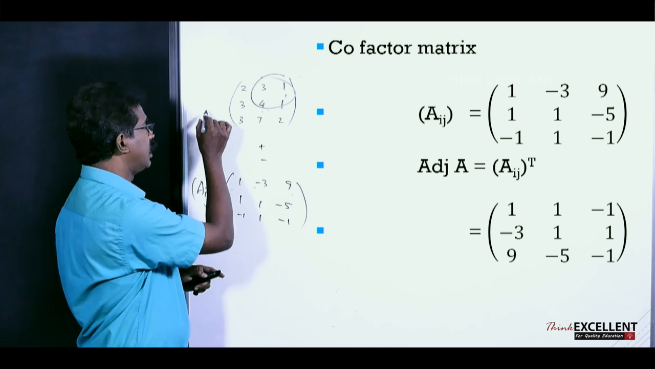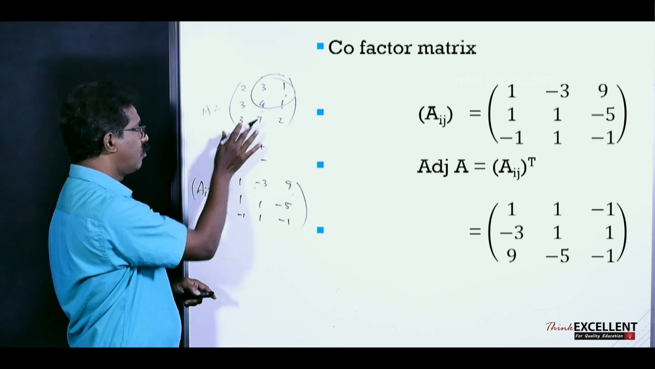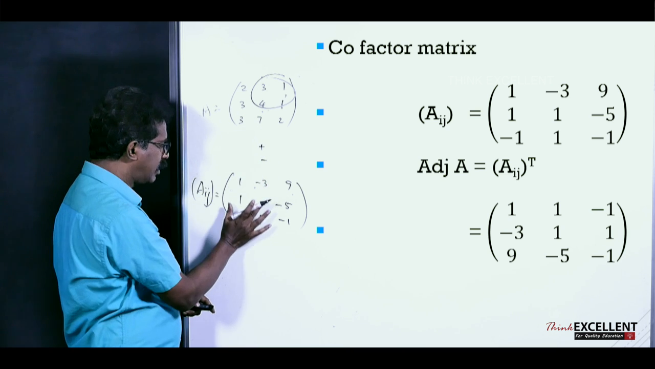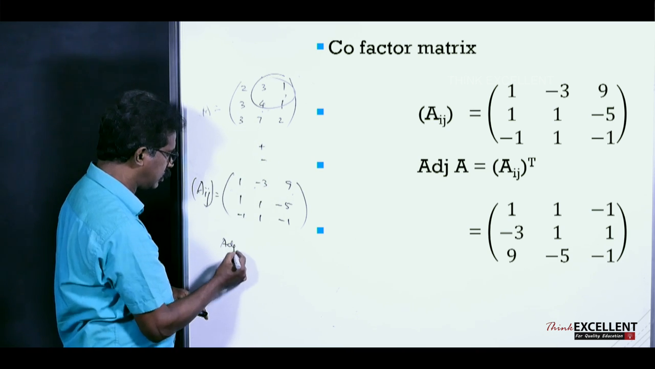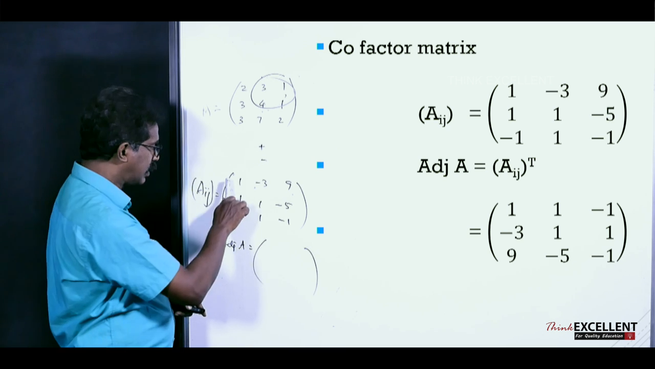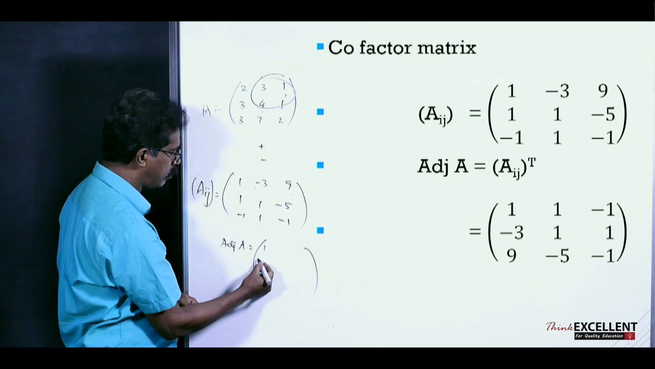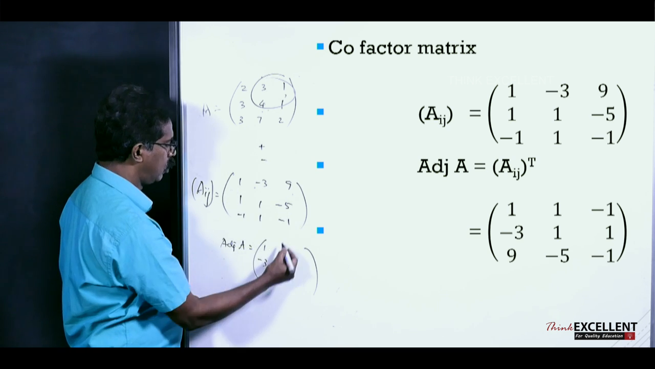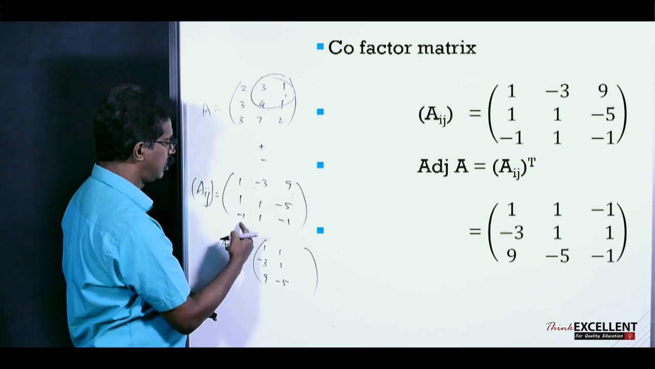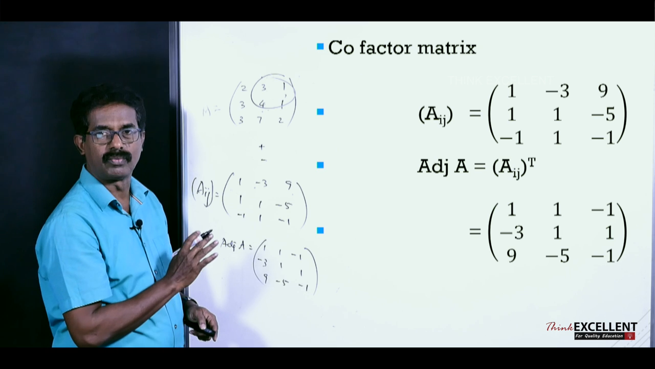Suppose the question they are giving says A equal to this one, find adjoint A. So if A is given, find all the cofactors, the cofactor matrix, and you write adjoint A is the transpose of this. First row, write as first column. 1, minus 3, 9. Second row, 1, 1, minus 5. Third row, minus 1, 1, minus 1. Like that, you can write the cofactors, okay?